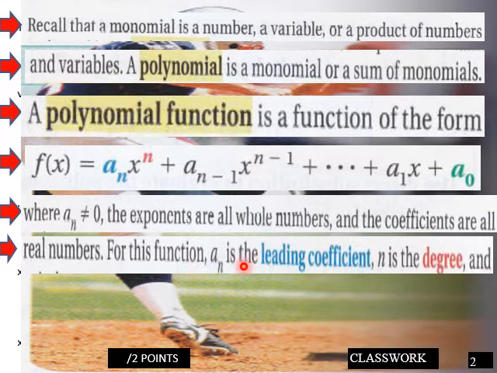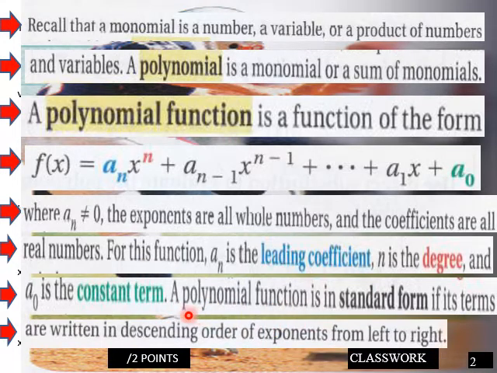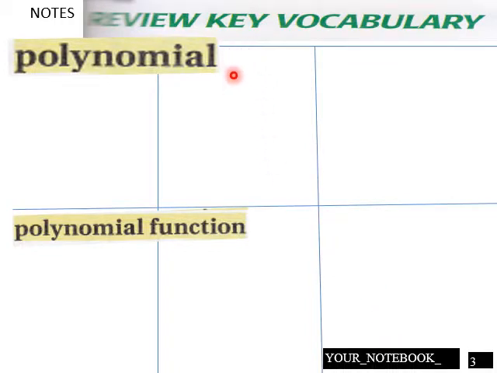For this function, a sub n is the leading coefficient, n is the degree, and a sub 0 is the constant. Here's our constant. A polynomial function is in standard form if its terms are written in the same order of exponents. Okay, students, here's your notebook entry. In your own words, define polynomial. In your own words, define polynomial function.